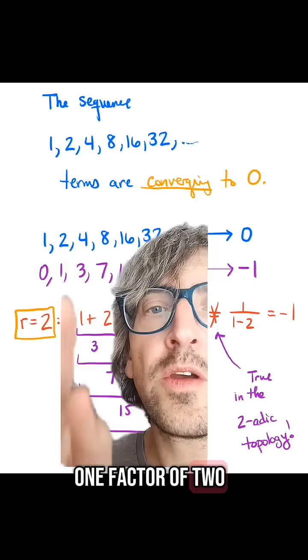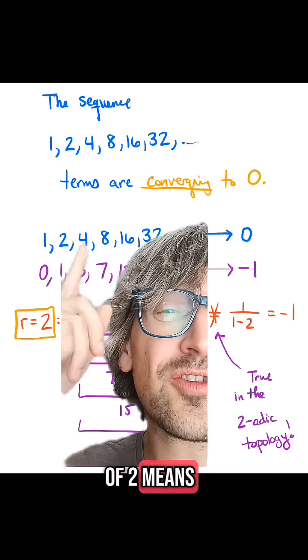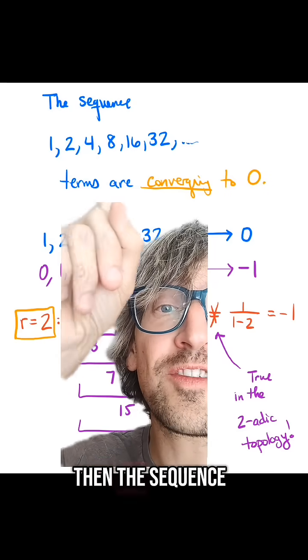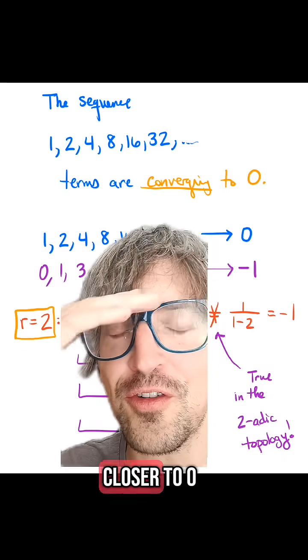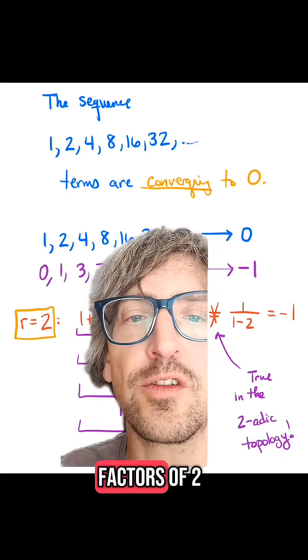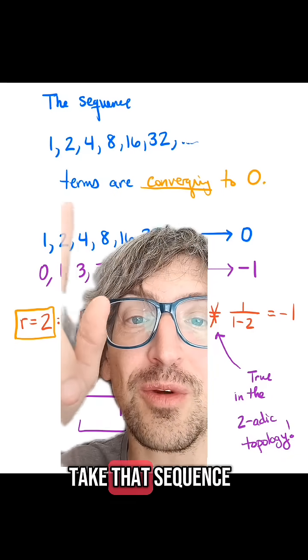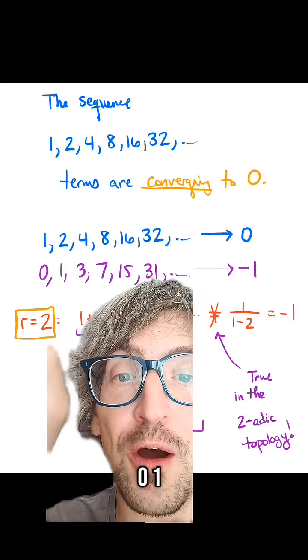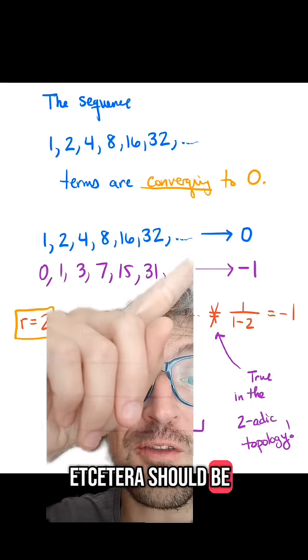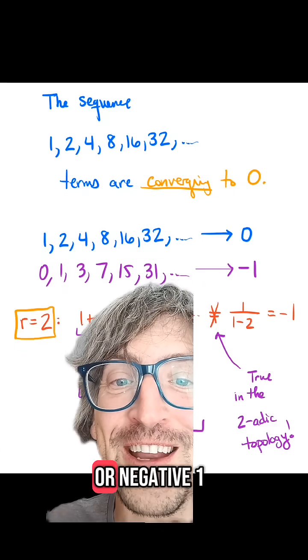So if having lots of factors of 2 means you're close to 0, then the sequence of powers of 2 should be converging to 0. Those numbers are getting closer and closer to 0 because they have more and more factors of 2. And if we take that sequence and we just subtract 1 from everything, then that should mean the sequence 0, 1, 3, 7, etc. should be converging to 0 minus 1, or -1.